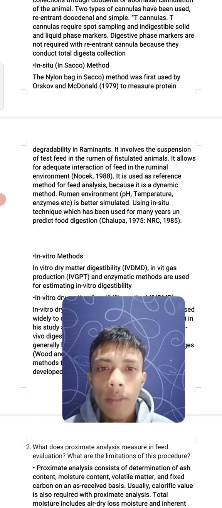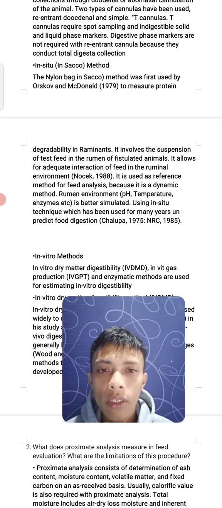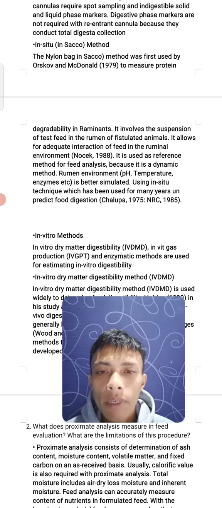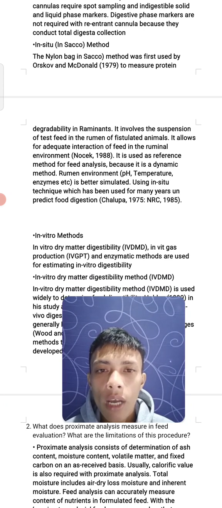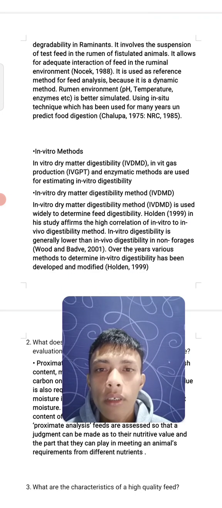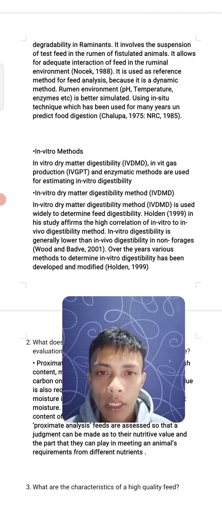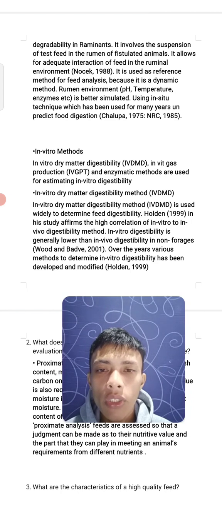It is better simulated using in situ techniques, which have been used for many years to predict feed digestion, or Chapula 1975 or NRC 1985. In vitro methods. In vitro dry matter digestibility or IVDMD, in vitro gas production or IVGP, and enzymatic methods are used for estimating in vitro digestibility.